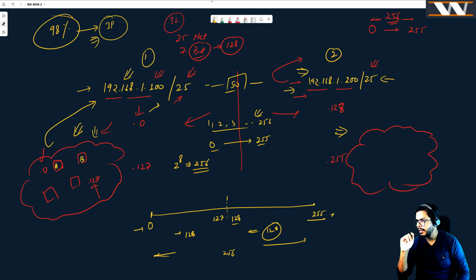right? I think we are having a little more discussion on that, but believe me, guys, these are the things which are really, really important when you start learning OSPF and BGP. These things are really basic.